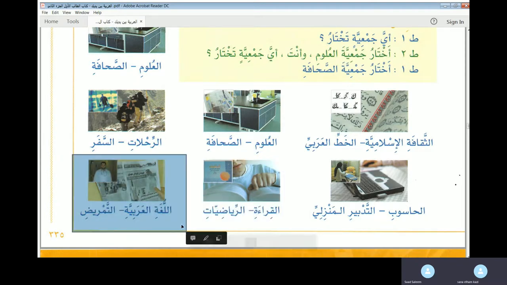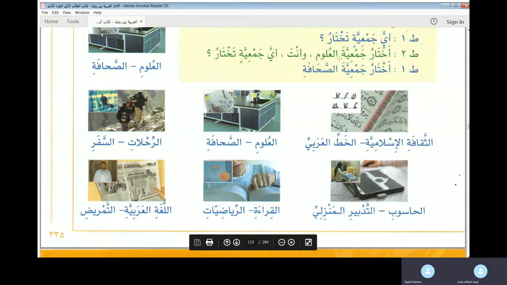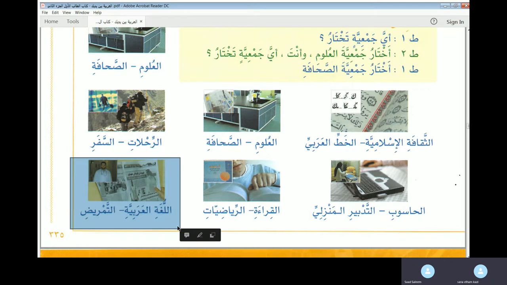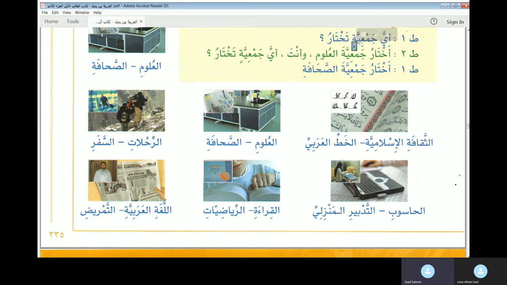Is it jamiyatu or jamiyata? Jamiyata, after, because it is maful bihi. Akhtaru is a fail and its object is jamiya. Okay. Fatha, maful bihi. Aya jamiyat takhtaru? No, here it is because of aya. After the word ayya, the next word is always majroor, so here we will use kasra. Ayya jamiyatin. Answer is akhtaru jamiyat al-lughat al-arabiyya. I choose the Arabic language group.